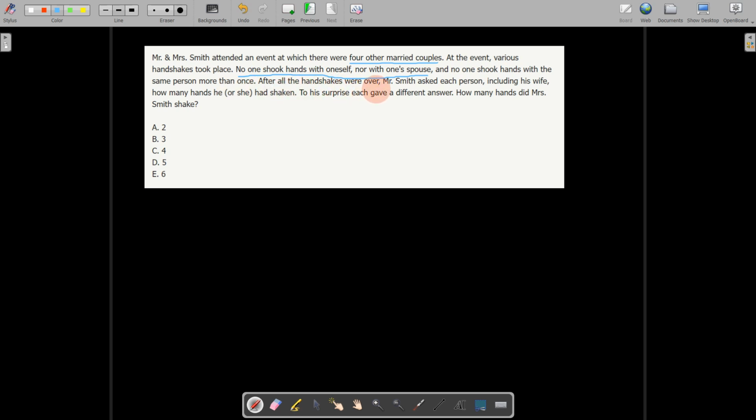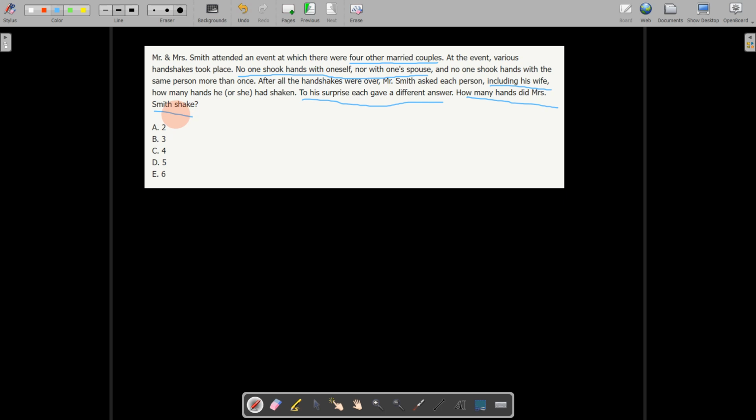After all the handshakes were over, Mr. Smith asked each person, including his wife, excluding Mr. Smith himself, how many hands he or she has shaken. To his surprise, each gave a different number of handshakes. How many hands did Mrs. Smith shake? At first, this question looks as if enough information is not given for us to be able to answer it.